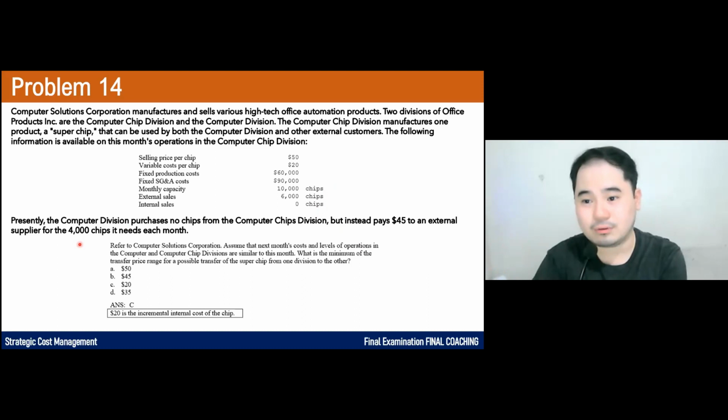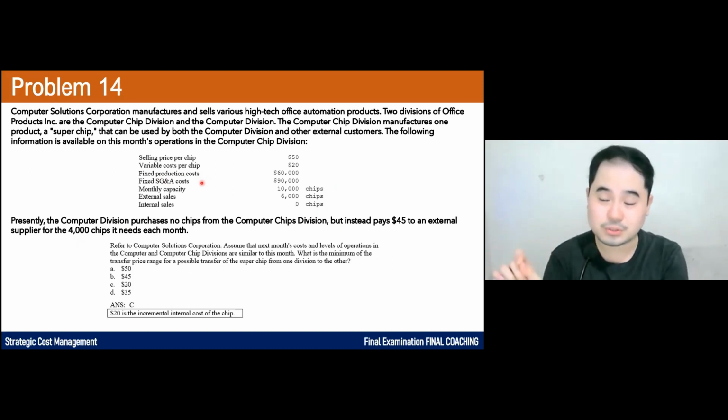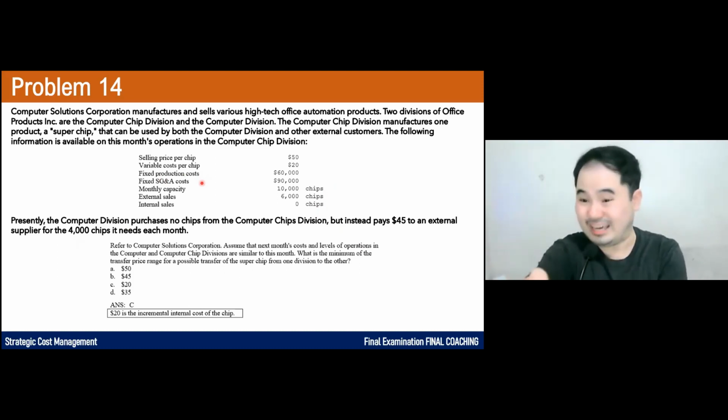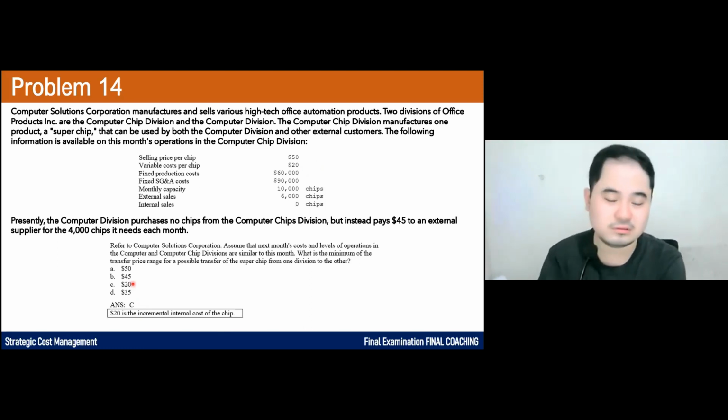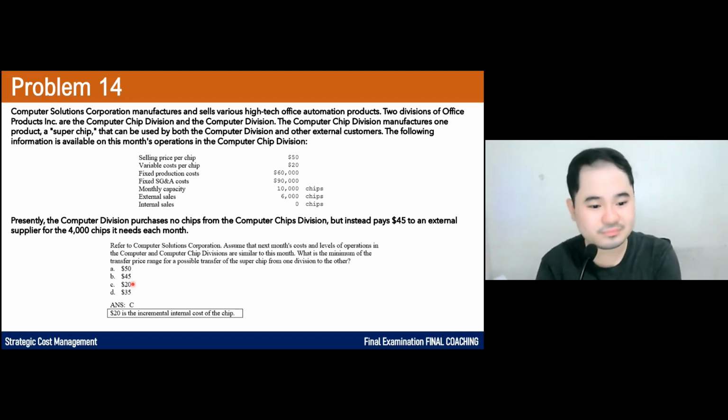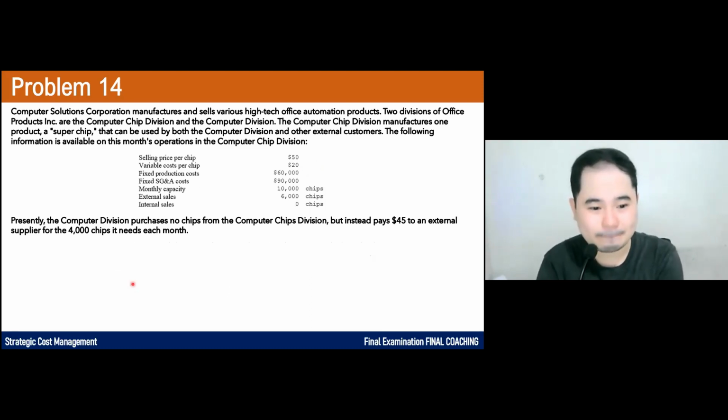Sabi ko nga sa inyo, pag outlay cost, wala tayong pakialam sa fixed cost kasi if transfer mo man sa kabila o ibenta mo sa labas, you will still be incurring the same fixed cost. So incur mo yan, whatever happens, di ba? So singilin mo lang siya dun sa variable cost. So your minimum transfer price is yung ginagastos mo for your variable cost. The answer is letter C, $20. Haba ng problem, no? Yun lang yung tanong. Ganun yun. Okay? Next natin.